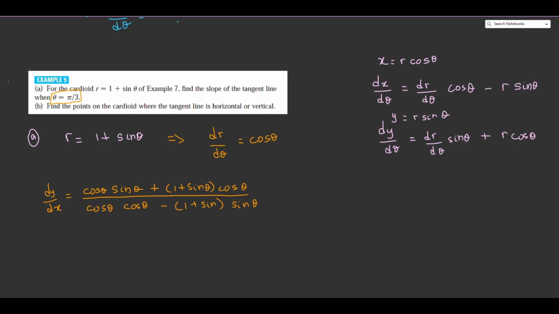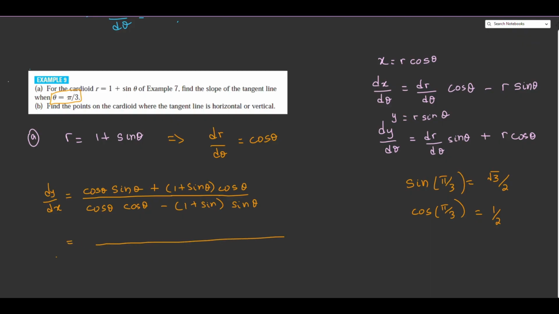And now we substitute this point theta equals pi by 3. And remember one thing: what is the value of sine pi by 3? And what is the value of cosine pi by 3? Pi by 3 is 60 degrees. So sine pi by 3 is square root of 3 by 2, and cosine 60 is 1 by 2. We substitute these values here.